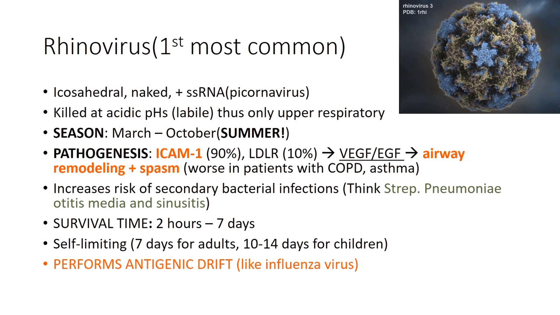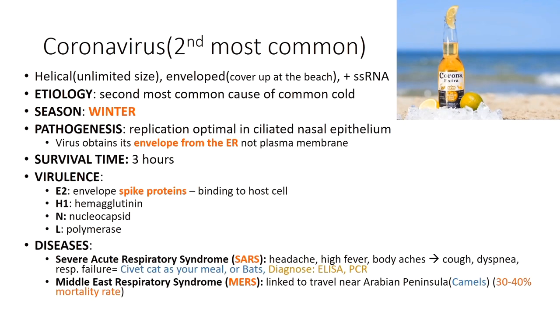And so if someone asks you, why don't you make vaccines to the common cold? Your simple answer is, well, there's so many serotypes due to antigenic drift that we wouldn't be able to get a vaccine to cover all of them. And that's why. Your second most common cause is your coronavirus.